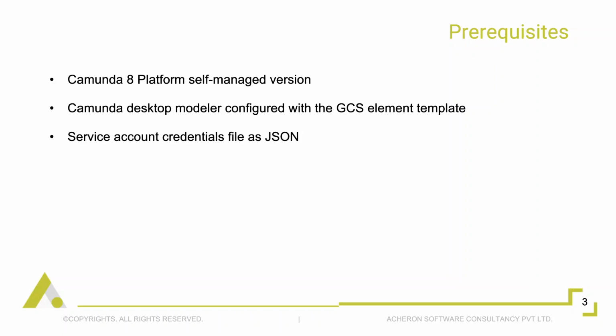There are some prerequisites you need to configure before getting started with the demo. They are having a Camunda 8 platform self-managed version, having the Camunda desktop modeler configured with a GCS element template that we can download from the GitHub, and having a service account credential file downloaded as a JSON file so that we can configure the credentials for the application.